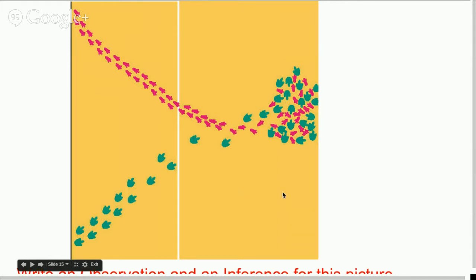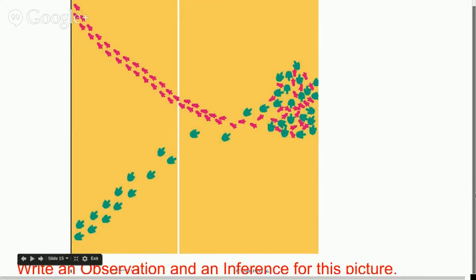All right, there's going to be a third picture of this, but before we get to the third picture, you need to write one more observation about this one and an inference about this one. So one more observation and an inference. What do you see? And then what do you think is going on? That would be your inference. Okay. Go ahead and pause it, write down your observation and inference.